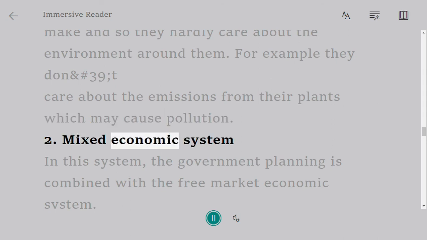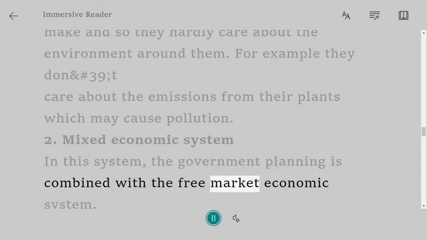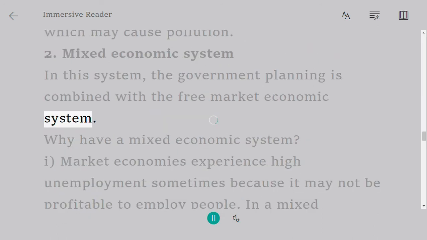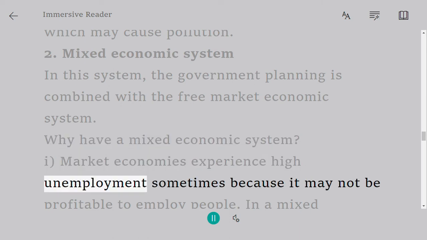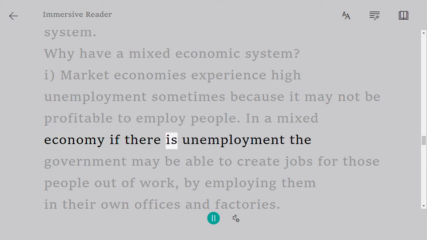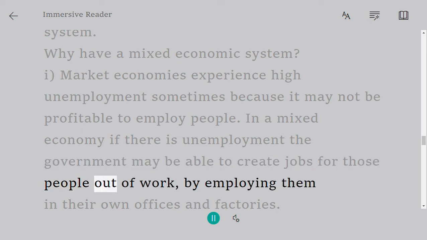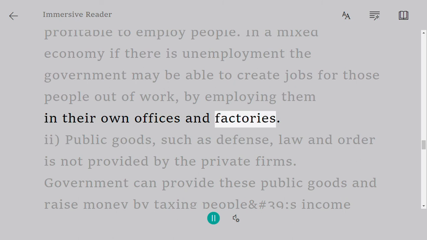3. Mixed economic system. In this system, government planning is combined with the free market economic system. Why have a mixed economic system? 1. Market economies experience high unemployment sometimes because it may not be profitable to employ people. In a mixed economy, if there is unemployment, the government may be able to create jobs for those people out of work by employing them in their own offices and factories.